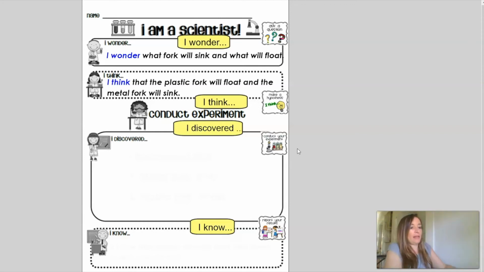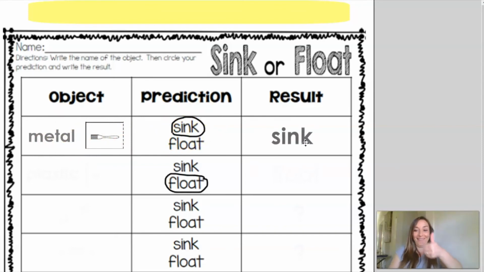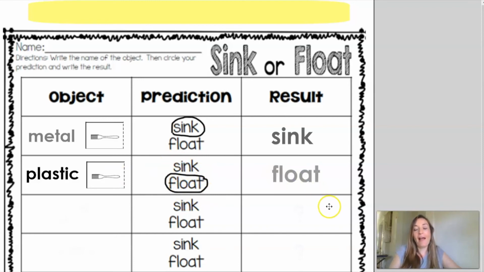So now that I finished my experiment, let's see. This was my prediction. I predicted that my metal fork was going to sink, and the result is that, awesome, it sinks. And I predicted that my plastic fork was going to float, and it floated. So, yep, I made my prediction and I was right. Very good.